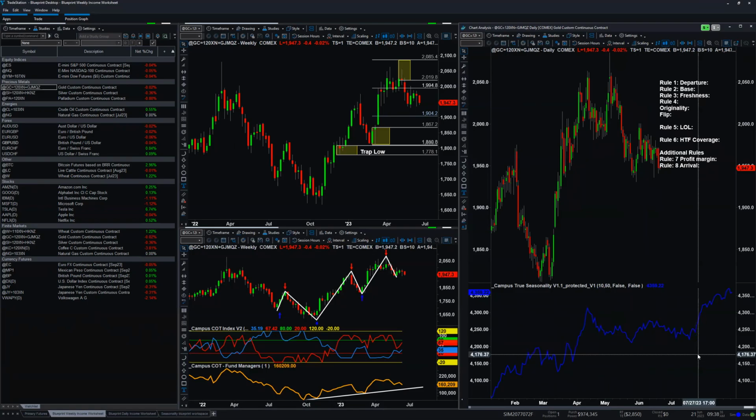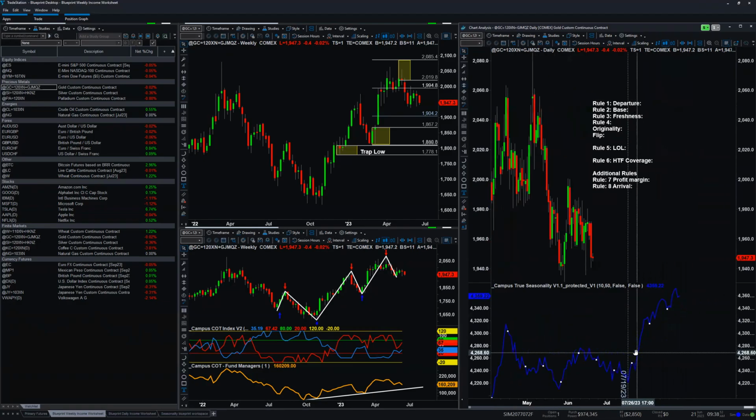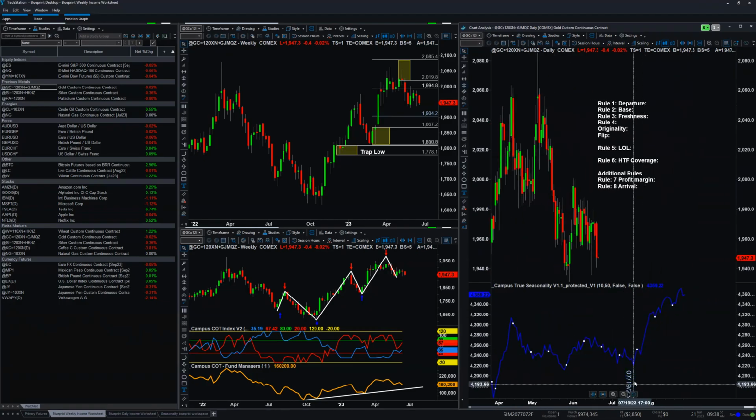So the true seasonals, as you can see, price is kind of following those true seasonals very closely, right? We're going up, then we're coming down, then we're going up a bit. Now we should be going down, down, down. And then from the 19th of July, we should see a huge rally of price. Okay, so in and around that time is really the second best true seasonals there are for gold.